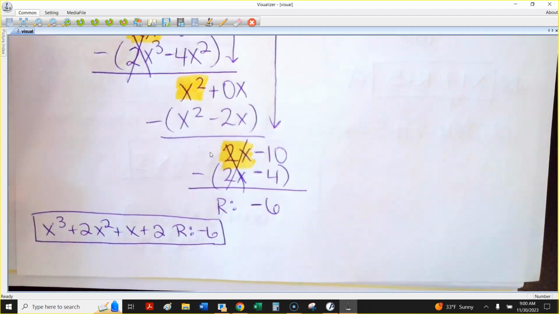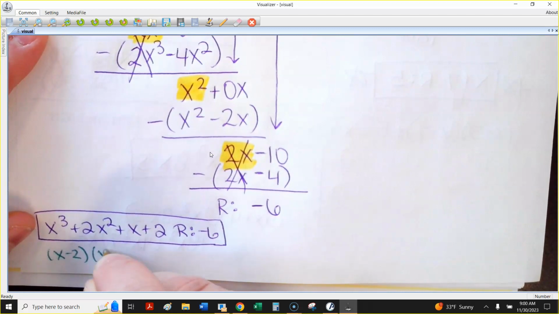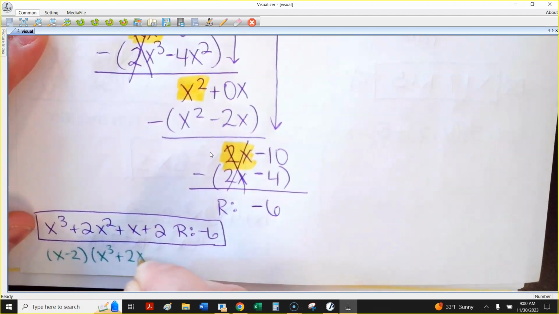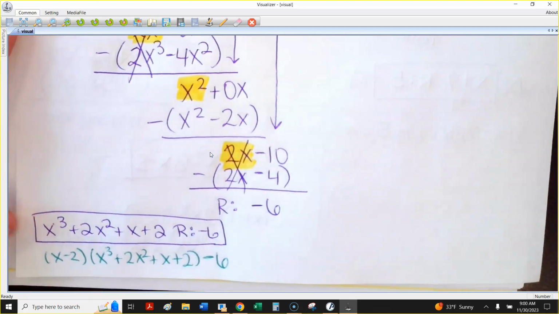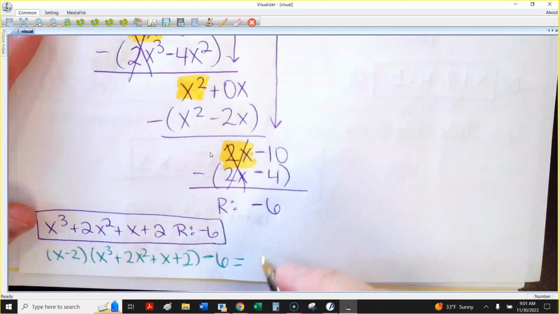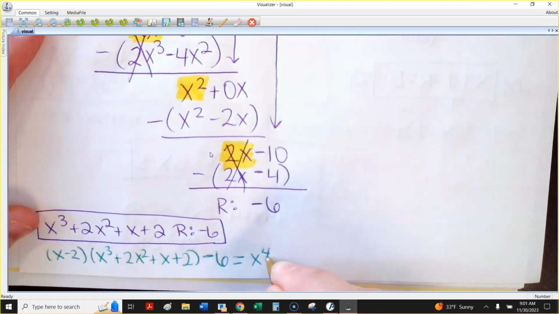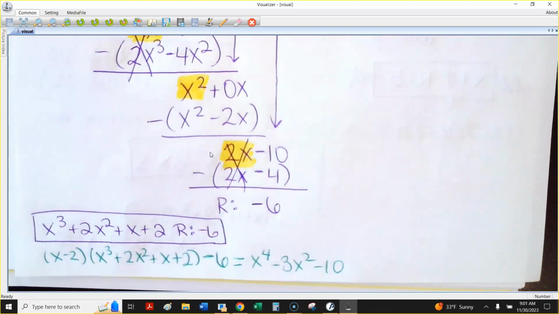If you want, what this means is if I multiplied x minus 2 times that x cubed plus 2x squared plus x plus 2, we would just have to subtract 6. That's what it means if you get a negative remainder. Instead of adding it, we'd have to subtract it to get what we had, that x to the 4th minus 3x squared minus 10 that we had in the original problem underneath the division sign. So it's totally fine to get a negative remainder.